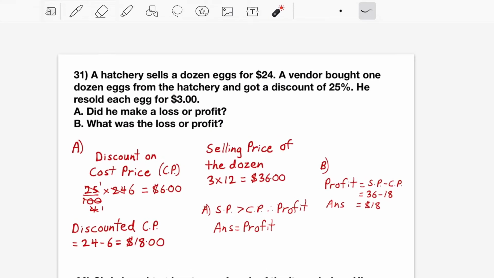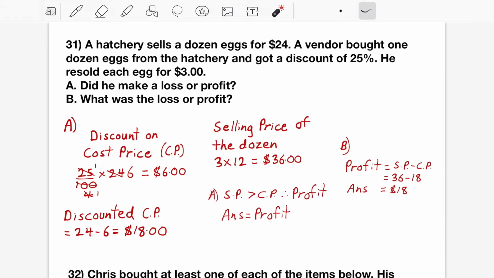Number 31. We need to determine if a profit or loss was made and what was the loss or profit. So $24 for the dozen eggs. It was sold for $24. It was purchased at a discount of 25%.